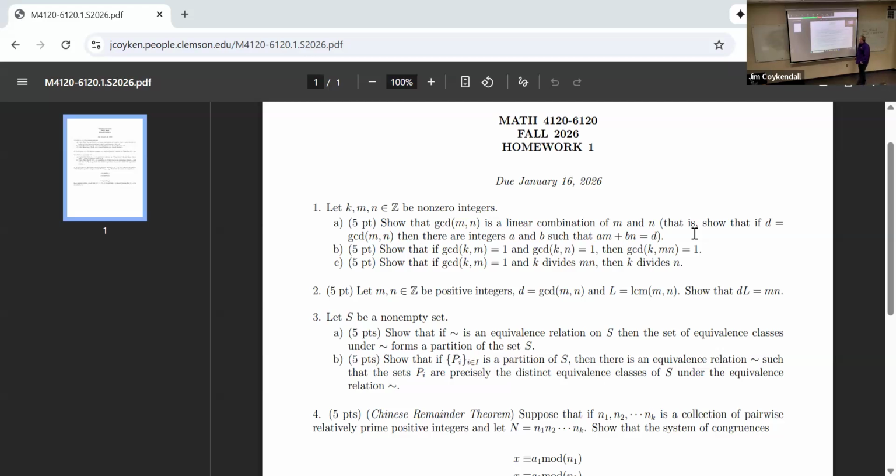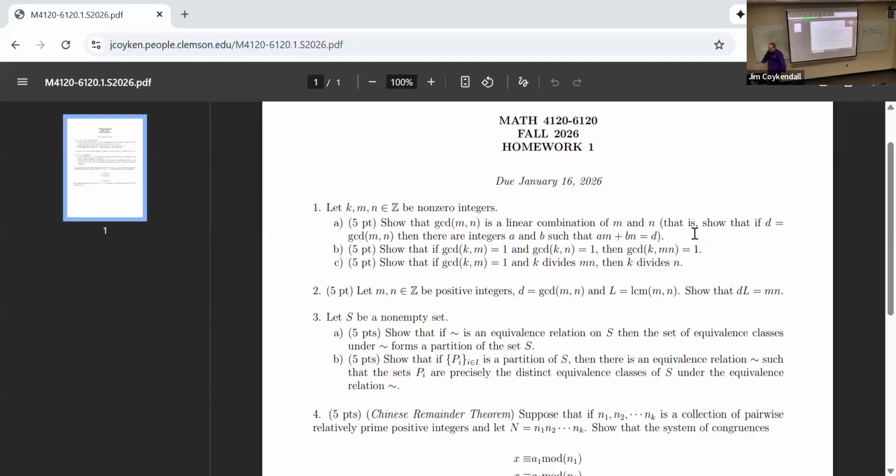The next problem, we talk about sets. So I alluded to this a little bit last time. Show that if squiggle is an equivalence relation on S, then the set of equivalence classes under squiggle forms a partition of the set S. And number B, show that if PI is a partition of S, then there is an equivalence relation, which we'll call squiggle, such that the sets in PI are precisely the distinct equivalence classes of S under the equivalence relation. And actually, I gave you a hint on this one last time, if you look back at the notes or the video or whatever.